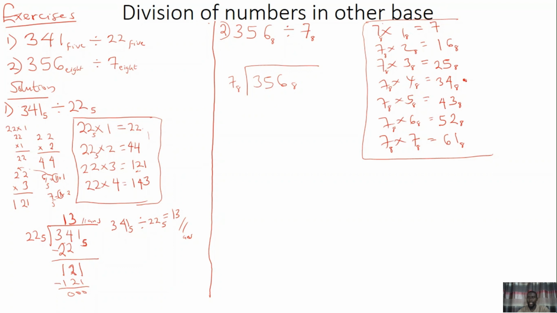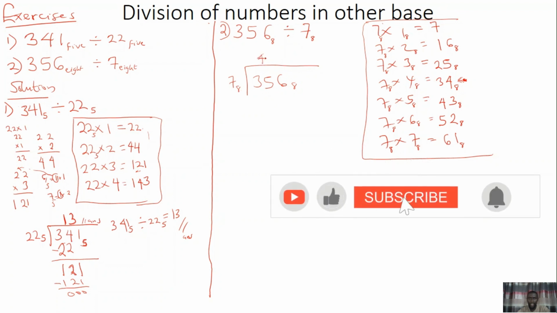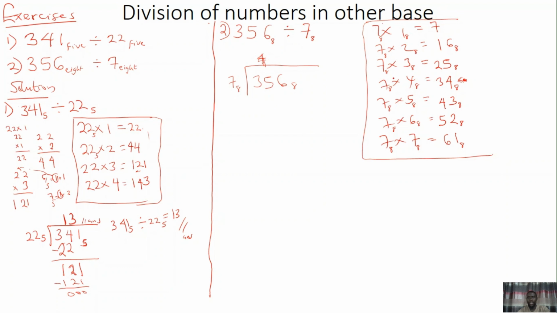When you look at this 34, you can see that you have to multiply 7 by 4 to get 34, meaning that 7 goes in 35 4 times in base 8. And 7 times 4 in base 8 is equal to 34. You write it here, and then you subtract this from this 35. Let's see what we get. 3 minus 3, that is 0. 5 minus 4, that is 1.